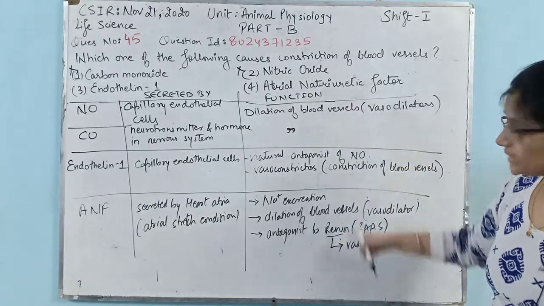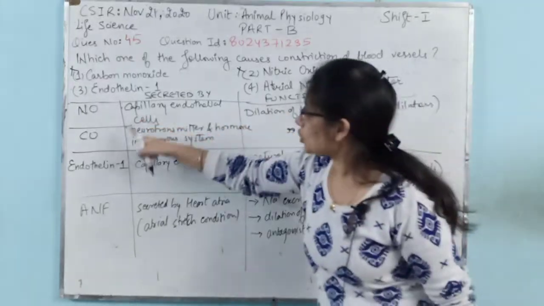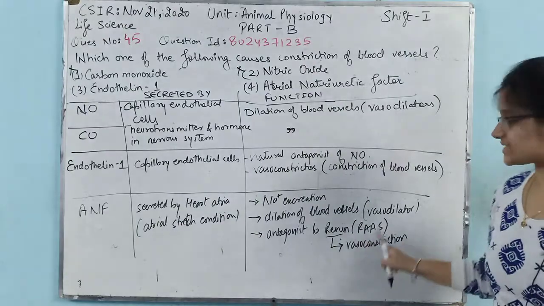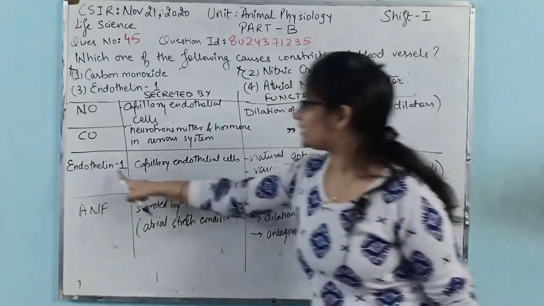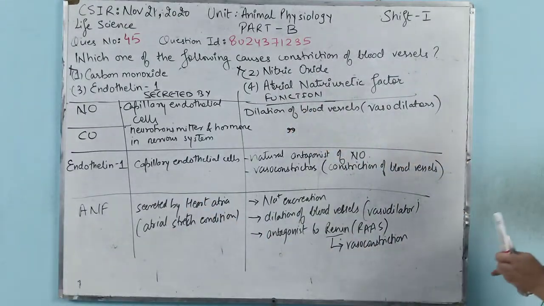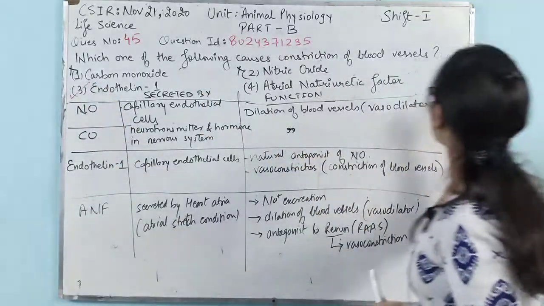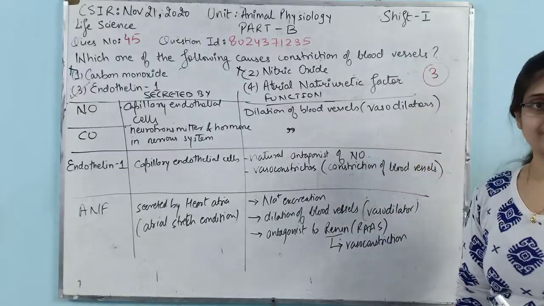So amongst all the options, NO and CO both are vasodilators, as well as ANF, which is again a vasodilator. The endothelin 1 is the vasoconstrictor. So the correct answer is option 3.